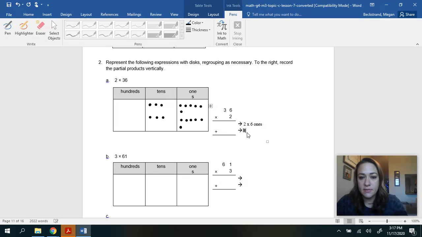Oh. So it's going to be 2 times 3 tens. I'm not sure why it's not letting me type numbers, okay? So 2 times 6, we know is 12. So we're going to write 12 here in our first product, or first partial product.